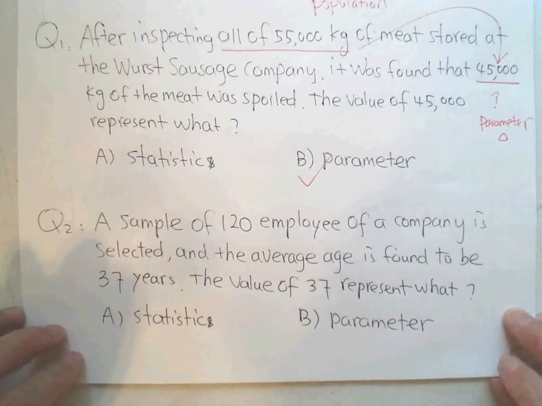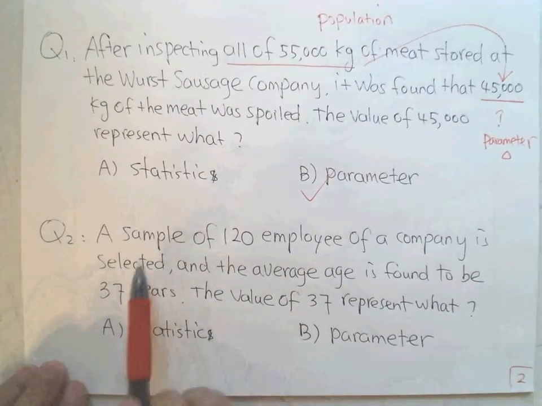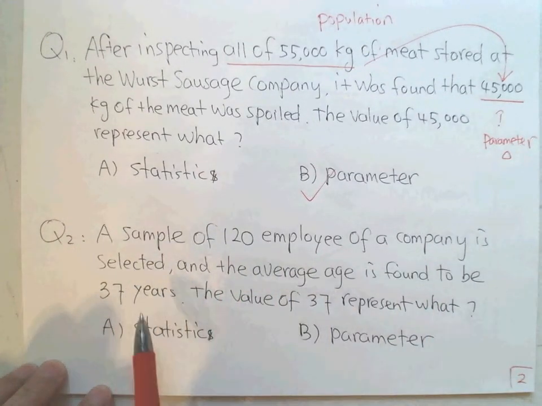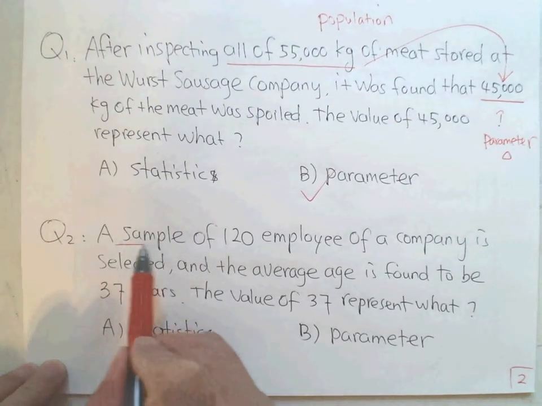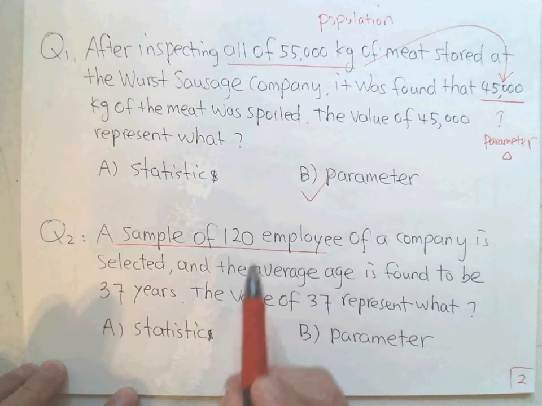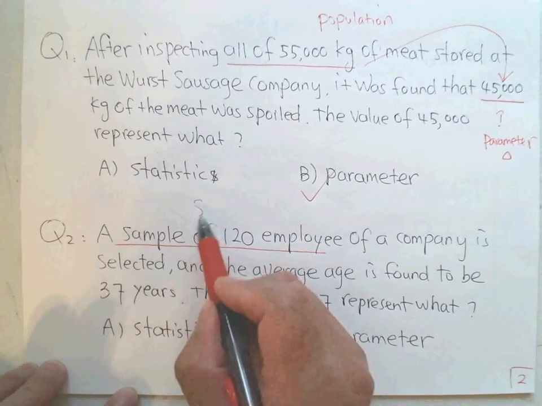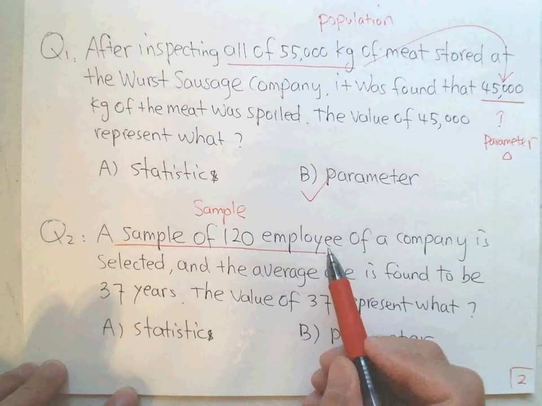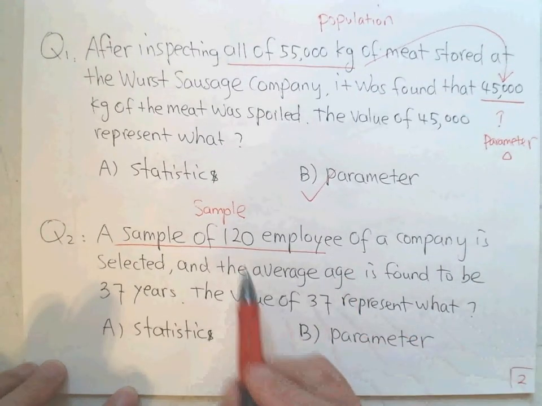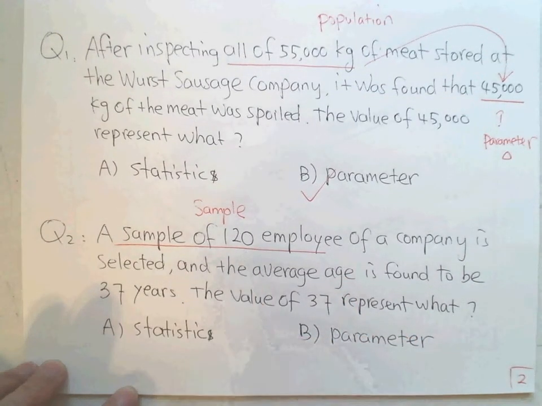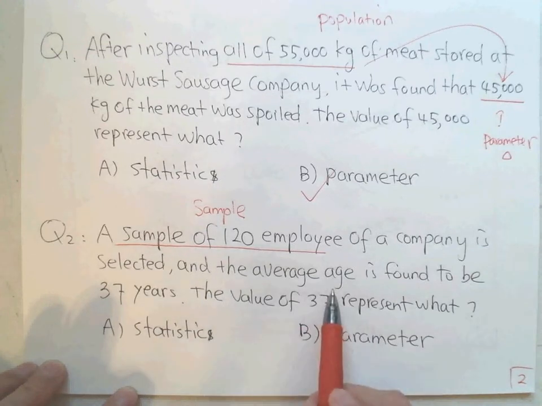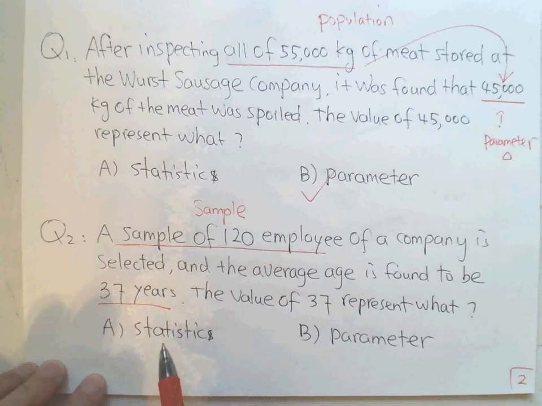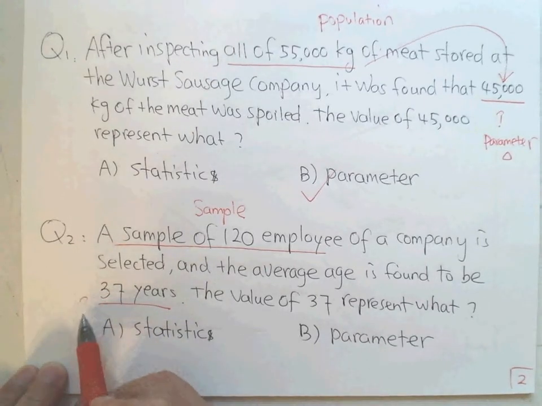And the second: a sample of 120 employees of a company is selected. Look at it first. It says a sample. This is not a population, this is a sample. It's easy to see. All the employees, probably like 1,000 or 10,000, and only 120 are picked. And the average age is found to be 37 years.